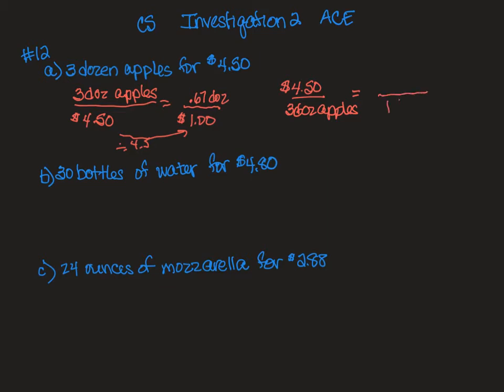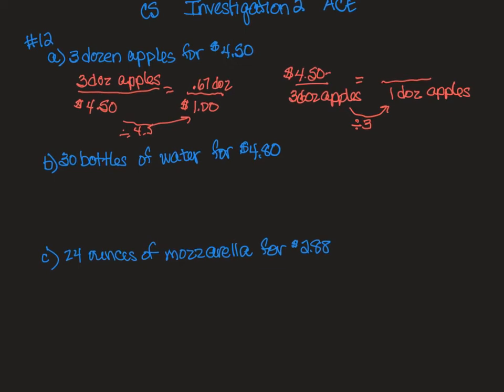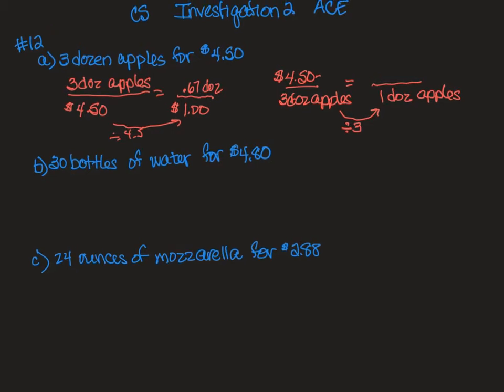Okay, so I want to go down. How much is 1 dozen apples going to be? Okay, so that is going to be, in this case, I'm dividing by 3. And if I divide the top by 3, I would get $1.50. So each dozen is going to cost me $1.50.